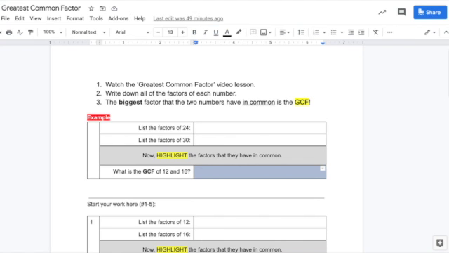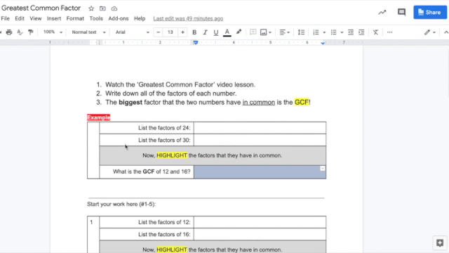For today's greatest common factor assignment, I wanted to give you a quick overview of what you're going to be doing in this document. Okay, so the first thing you want to do is definitely go back to the stream in our Google Classroom and watch the greatest common factor video lesson. Okay, you're not going to know how to do this unless you watch that video lesson start to finish, and maybe even again if you need to.